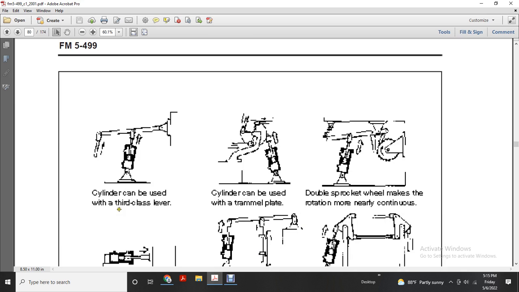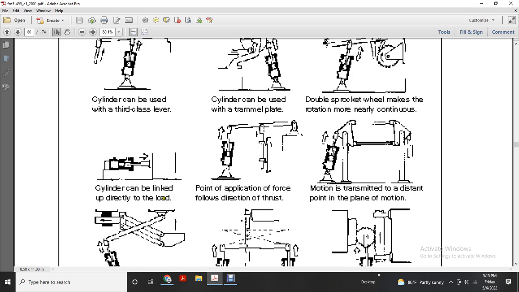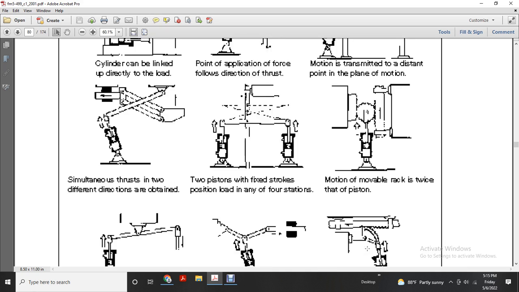Cylinders can be used with a third-class lever. A cylinder can be used with a trammel plate. A double sprocket wheel makes the rotation more continuous. Cylinders can be linked up directly. Points of application of the force follow the direction of thrust. Motion is transmitted to a distant point. Motion in two directions is obtained simultaneously. Two pistons or fixed stroke positions lead to four stations. Motion of the movable rack is twice that of the piston.